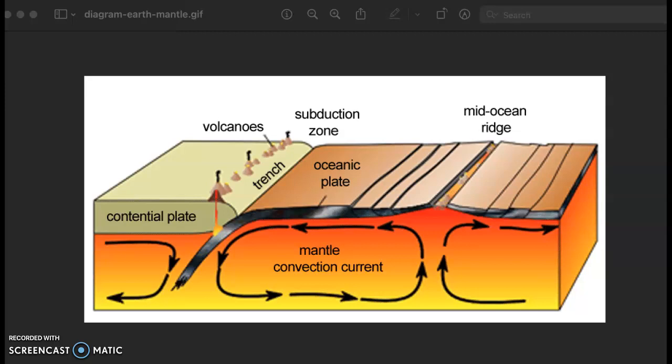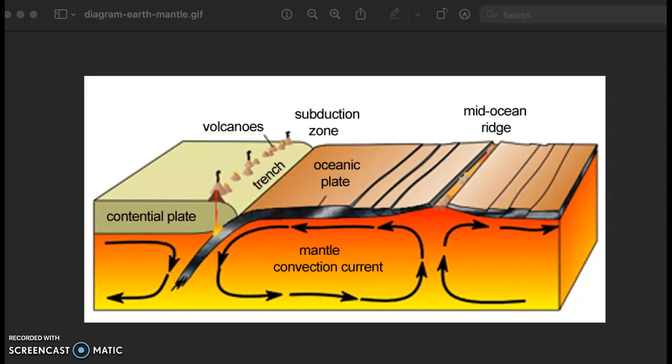Hello class, and welcome back to another video lesson about plate tectonics. Today we're going to be discussing divergent plate boundaries and convection currents and how that affects seafloor spreading. So first I want you guys to understand what divergent plate boundaries are.